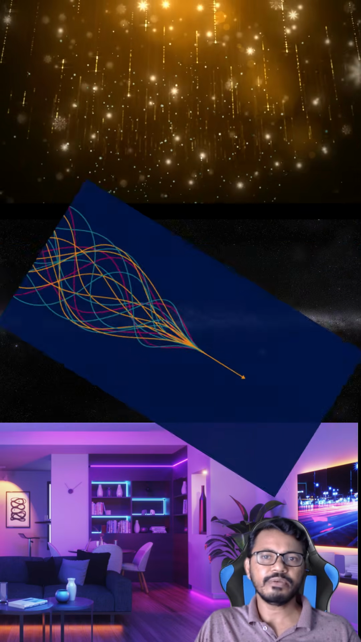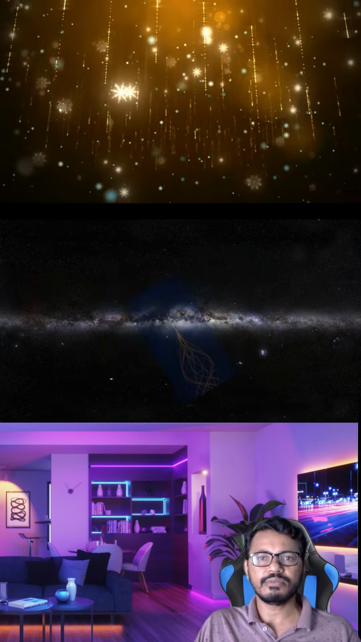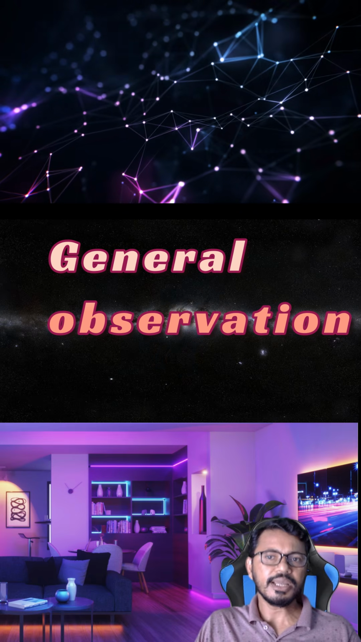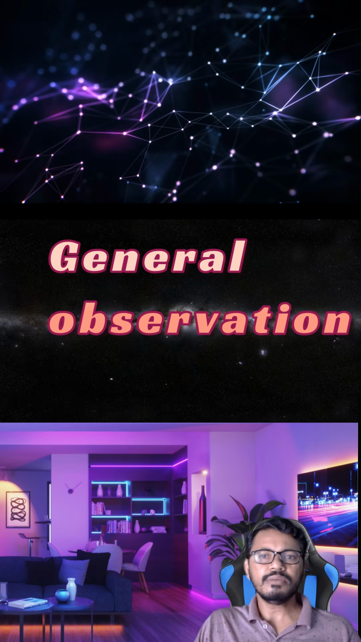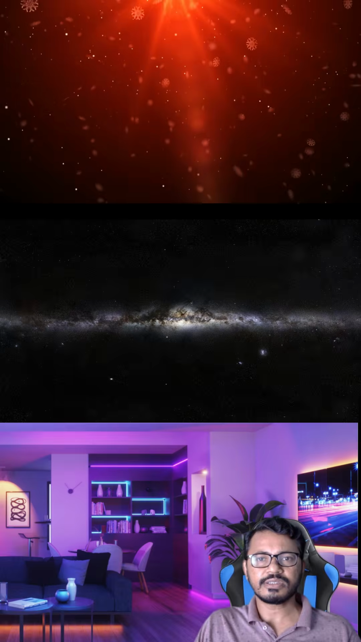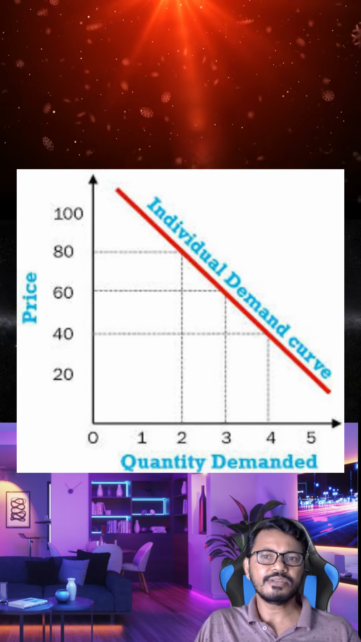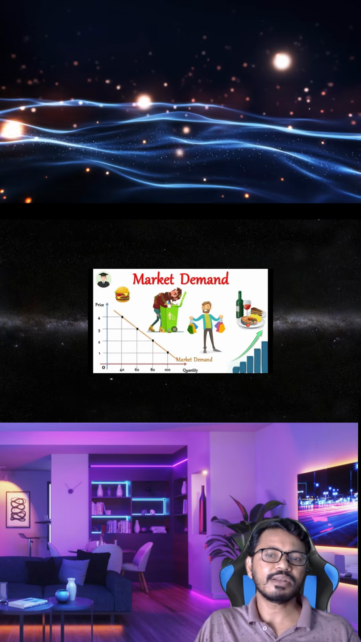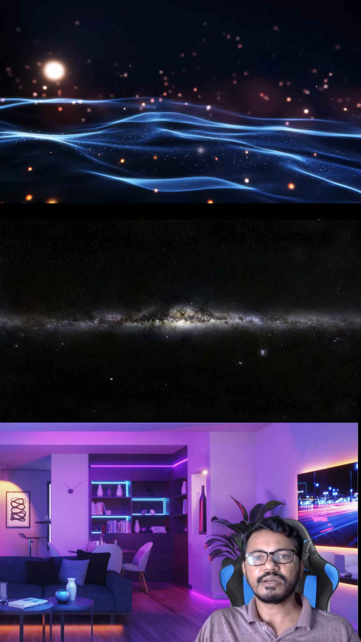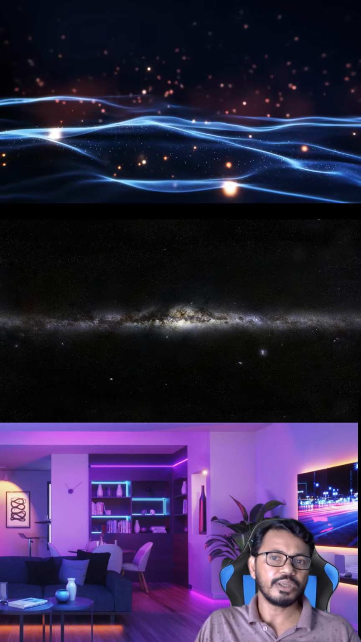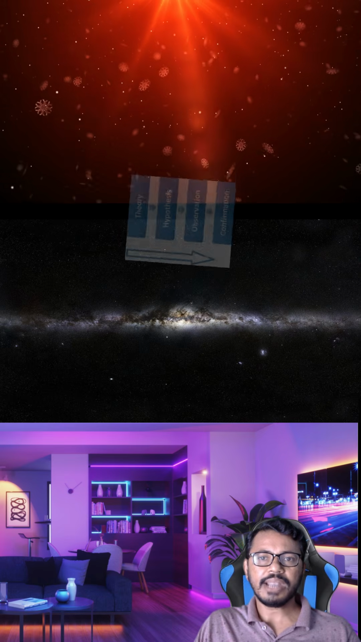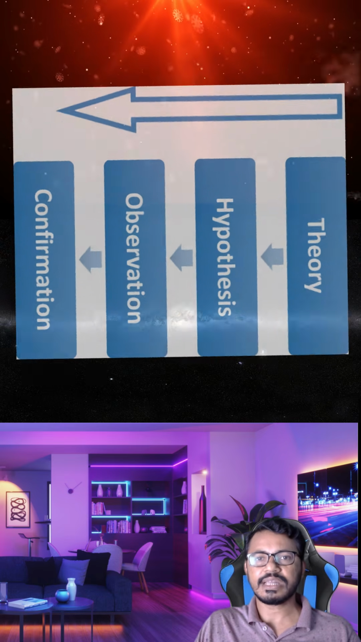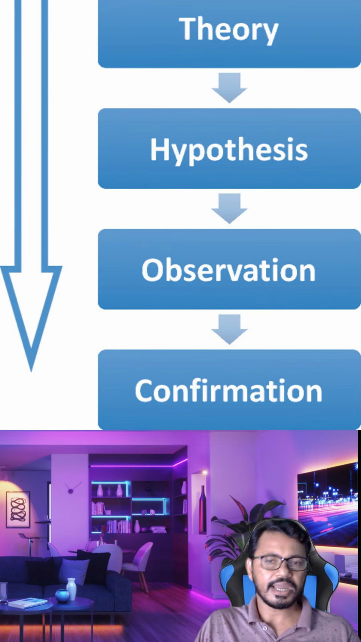Let's suppose I'm observing the demand curve of all the individuals identical to me, or the market demand curve, and on the basis of the analysis or observations, I'm concluding that my individual demand curve is also downward sloping, because the market demand curve is downward sloping, or the demand curves of all the individuals identical to me are downward sloping. So the methods used in these types of study are known as the deductive method.